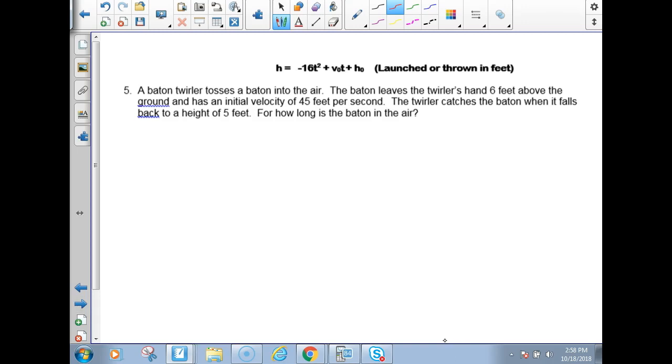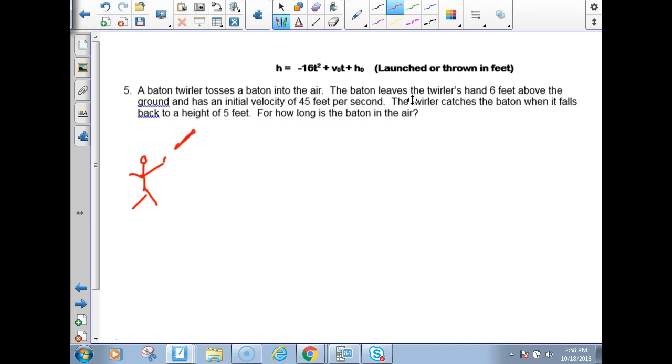Number 5. Let's get over to some problems. I really like these. It gives you a real purpose for all this parabola stuff, besides maximizing sales, which is another application we discussed. A baton twirler tosses a baton into the air. So she is twirling and throws the baton into the air.